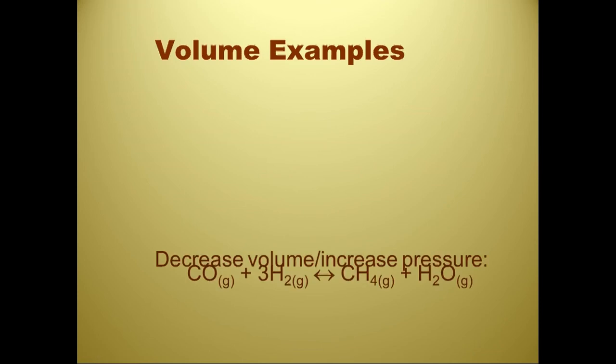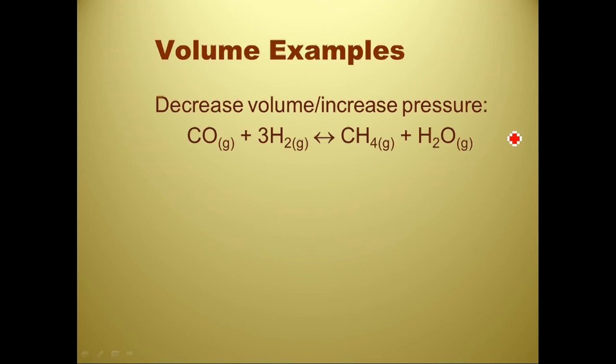Let's go through some examples of changes in volume. This is going to be a decrease in volume or an increase in pressure. So again, it's the balloon example. This particular chemical reaction is happening inside of a balloon, inside our hands. What we're doing is we're allowing it to come to equilibrium, and then we're going to push on it. What's going to happen with this chemical reaction? Well, it turns out that it's going to favor the side that takes up less space.